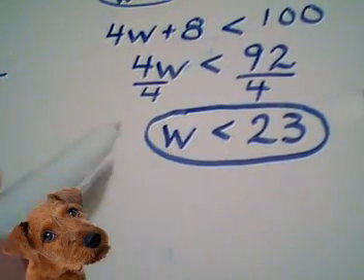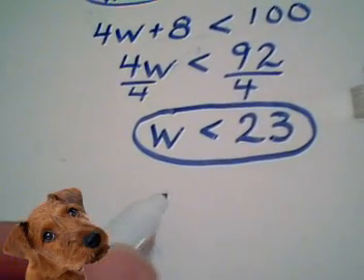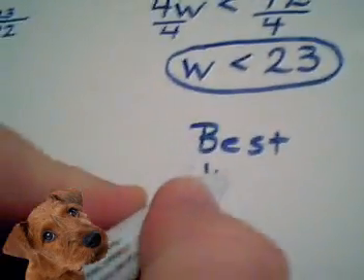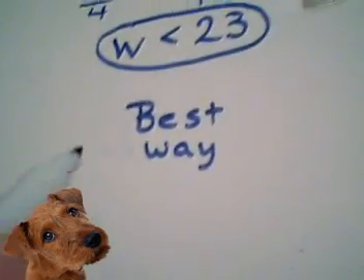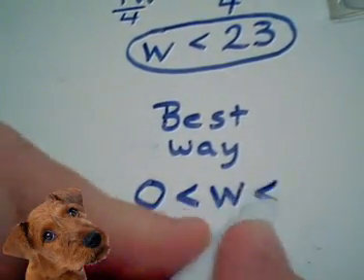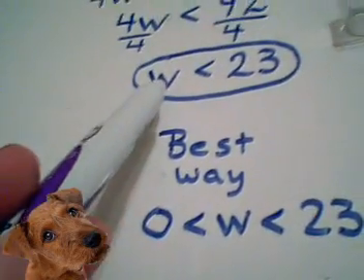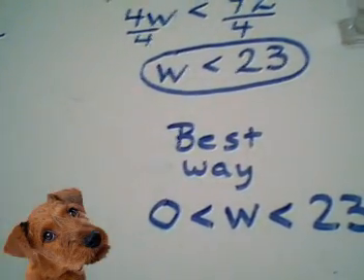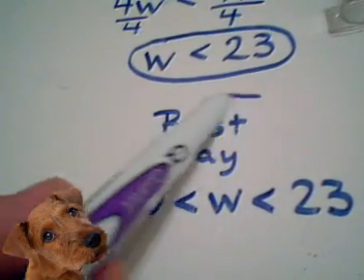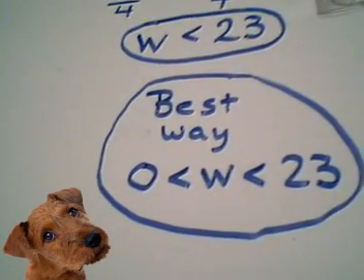width has to be a number greater than 0, otherwise it doesn't make sense. So to be perfectly honest, probably the best way to write this answer would be to write that W is some number in between 0 and 23. Because technically, if you write W is less than 23, that can involve negative numbers, and you know we don't want a negative width. So I would personally prefer the answer to be written in this form for this problem.